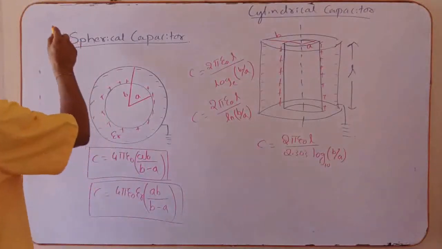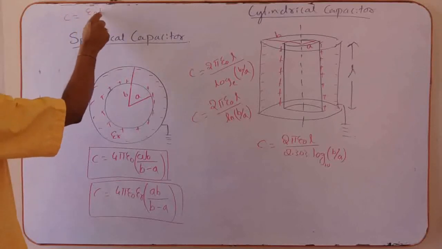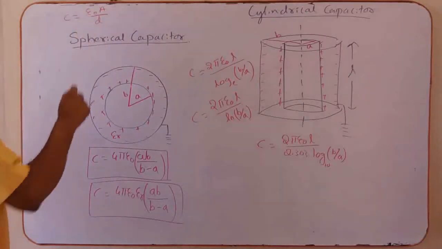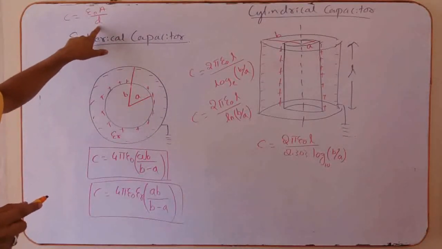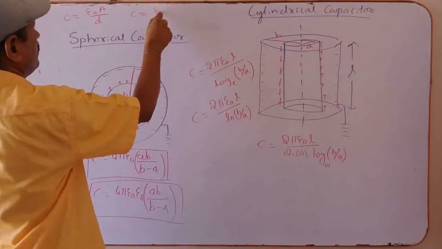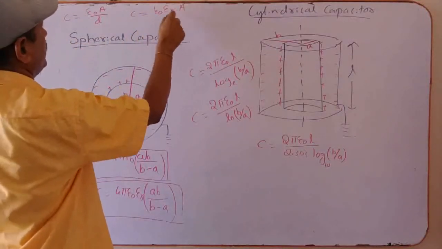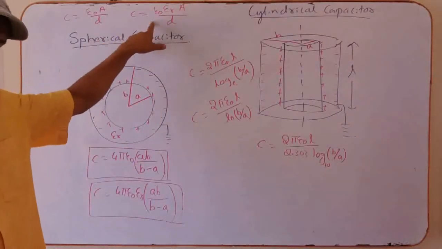Now see here, in the case of the parallel plate capacitor, the capacitance C is equal to epsilon naught A divided by D. A is the area of each plate, D is the distance between the two plates. This is for air medium. Other than air medium, it is epsilon naught into epsilon R into A divided by D. You got the expression for the parallel plate capacitor.